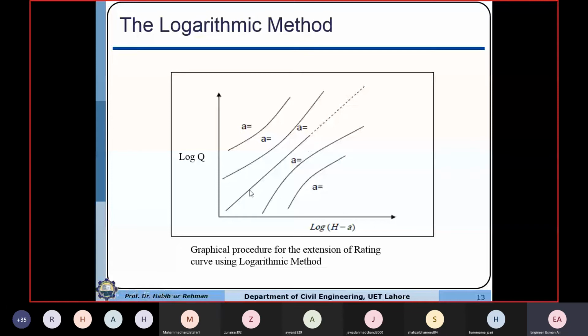So this is from the graph you can find, and you can also find out using the equation. Once you finish this graph, you can find out the y-intercept, that is log of Q, and you have this log of H minus A, where H is 4.4, and A you will finalize, which will give you the straight line. So you can find out log of Q, and then you can take the anti-log.